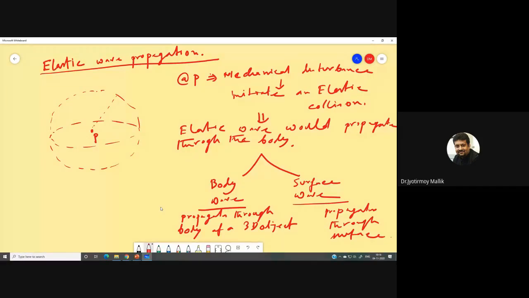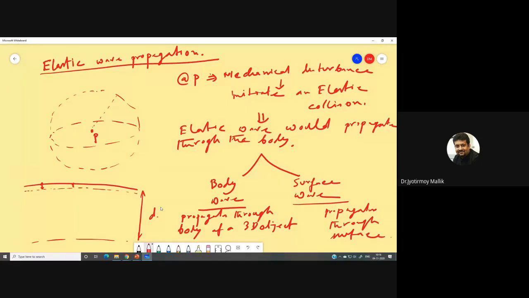Now, propagating through the surface, what does this mean? Suppose, for example, this is my whole body, my whole medium. The penetration is not very deep with respect to the dimension of the whole body. With respect to this dimension, the penetration is absolutely small. That is what we call the surface wave.